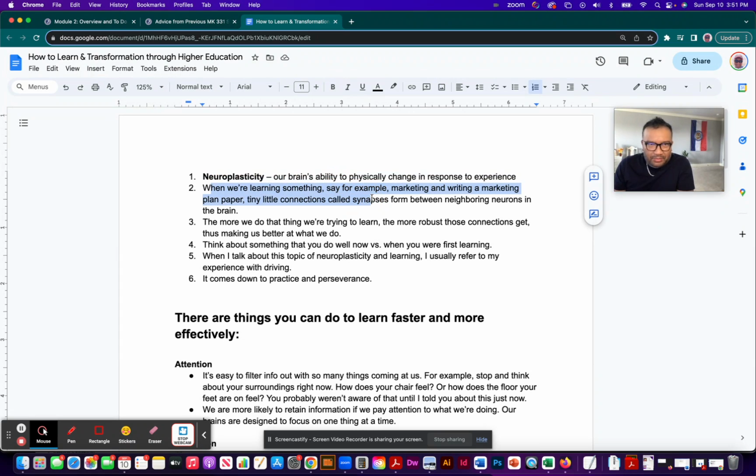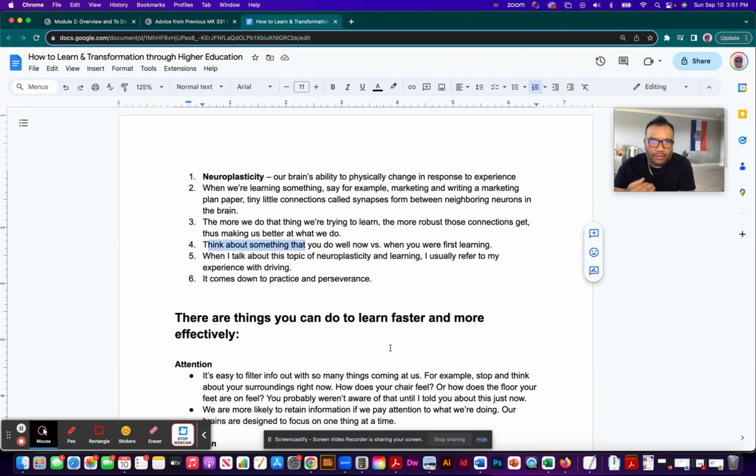What that means is, so number 3, the more we do that thing we're trying to learn, the more robust those connections get. They just get better. And that makes us better at what we do because the connections are stronger. So number 4, that leads me to this next point.